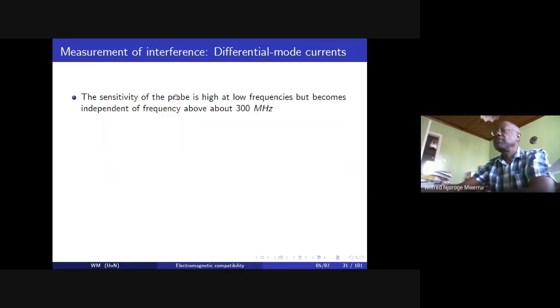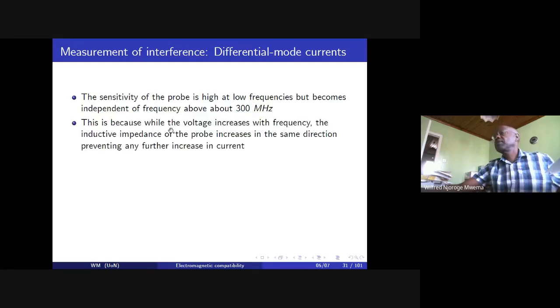The sensitivity of the probe is usually high at low frequencies, but becomes independent of frequency above about 300 megahertz. This is because while the voltage increases with frequency, the inductive impedance of the probe increases in the same direction because of the skin effect, preventing any further increase in the current. That is, the current induced in the loop now saturates.